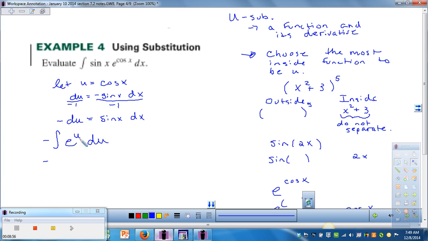We take the antiderivative of e to the u, and what is that? Also e to the u, plus b. And then finally, now we go back to x. This is negative e to the, what is u? Cosine x, plus b. So that is the antiderivative of this function.